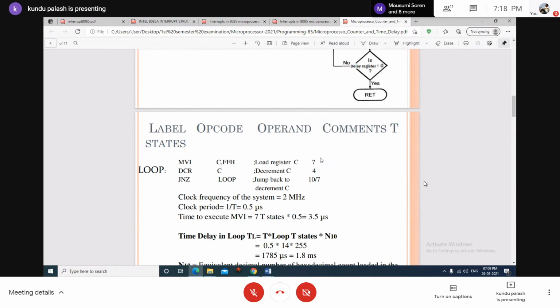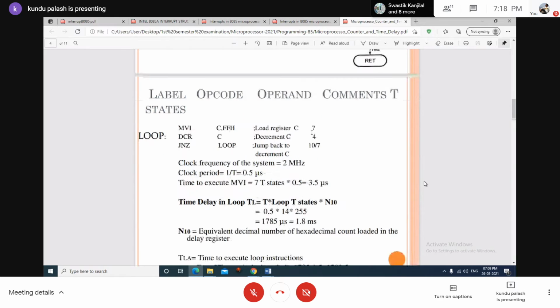But how do we calculate? What is the total T states under looping operations if the clock frequency of the system is 2 megahertz? One clock period is 1 by 2, that is 0.5 microsecond. Now we can calculate how much time will be consumed according to the T-state calculation for each and every instruction. So MVI will consume 7 T states, so the time of operation is 3.5 microseconds.